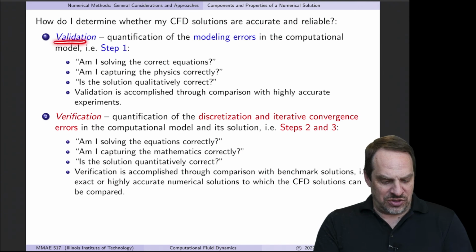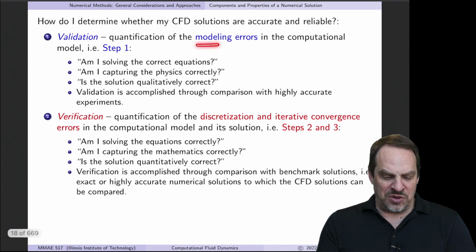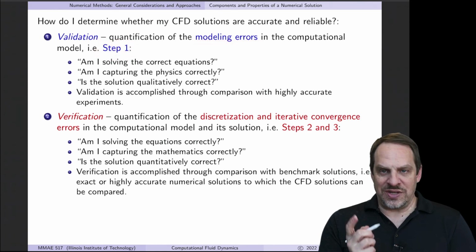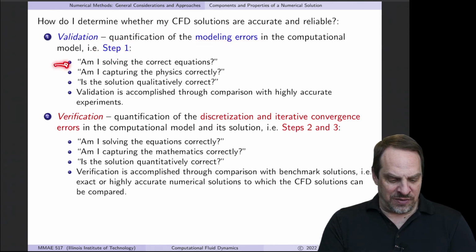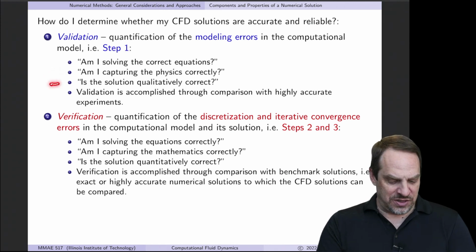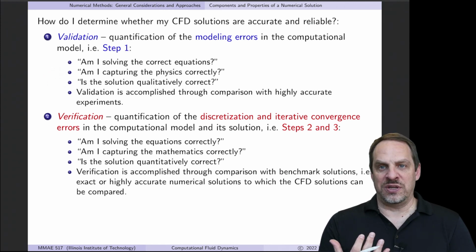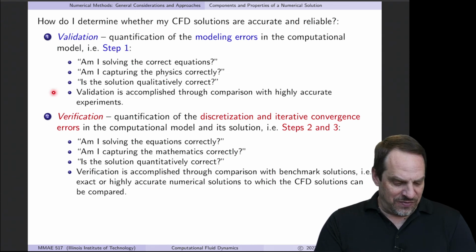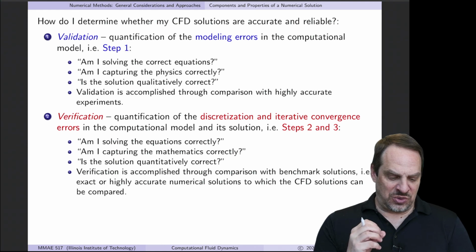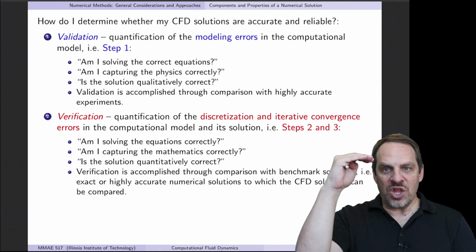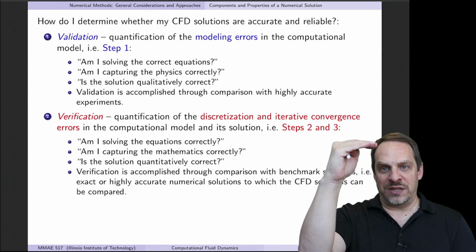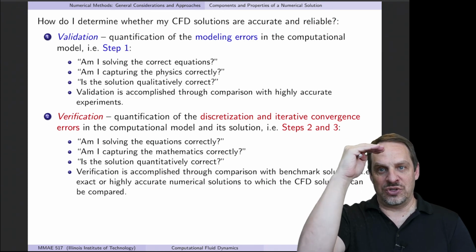So validation is a quantification of the modeling errors. So that's based on step 1. So that's asking questions like, am I solving the correct equations? Am I capturing the physics correctly? Is the solution qualitatively correct? Does it behave in the way that I expect? Validation is accomplished through comparison with highly accurate experiments. The only way to validate my results is to check against reality. The only way to get reality is to do experiments.